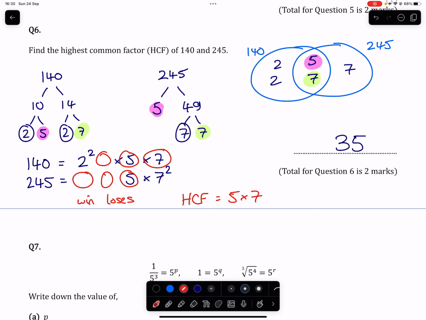The highest common factor, once you've placed all of the prime factors into a Venn diagram, is the overlap, the intersection, multiplied together. So again, we're going to get this 5 times 7, and that will equal 35. Done.